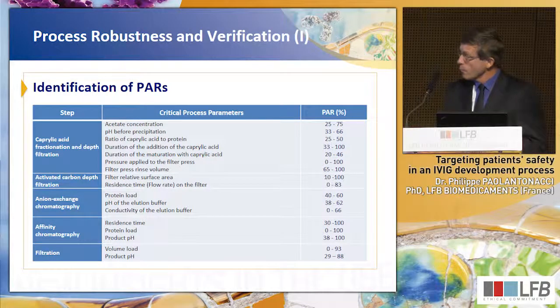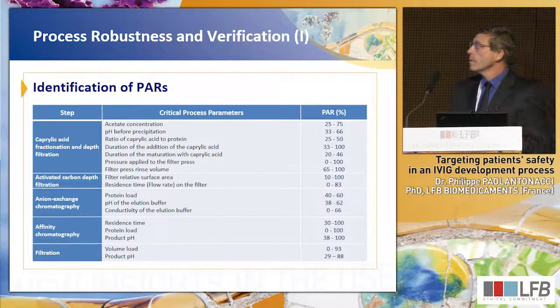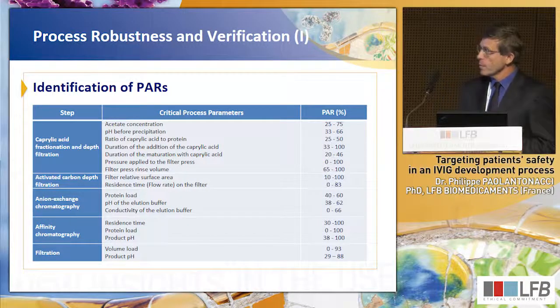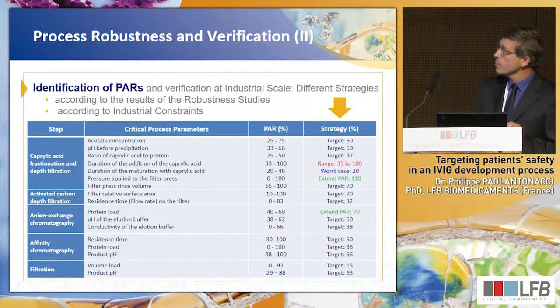In the same way, we can have a global overview of the process with the different critical process steps, with the identification of the critical process parameters for each step, and the definition of the limits we can cover during routine manufacturing. The last step for robustness and process study was verification at full scale.